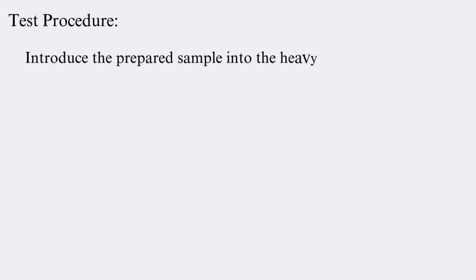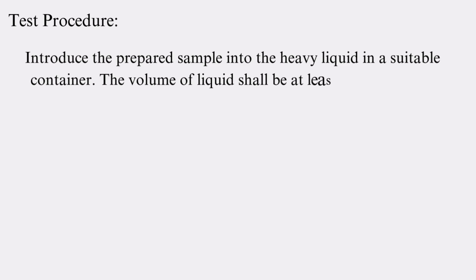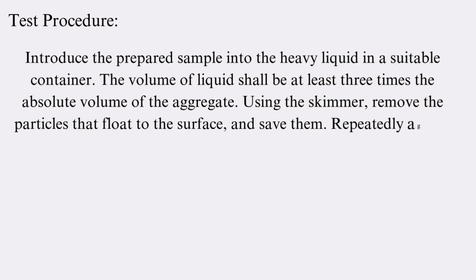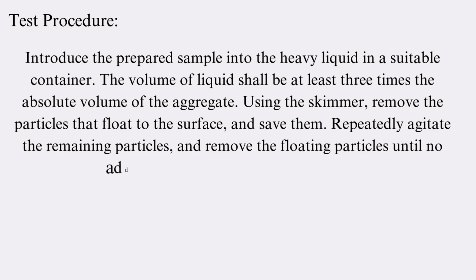Test procedure. Introduce the prepared sample into the heavy liquid in a suitable container. The volume of liquid shall be at least 3 times the absolute volume of the aggregate. Using the skimmer, remove the particles that float to the surface and save them. Repeatedly agitate the remaining particles and remove the floating particles until no additional particles rise to the surface.